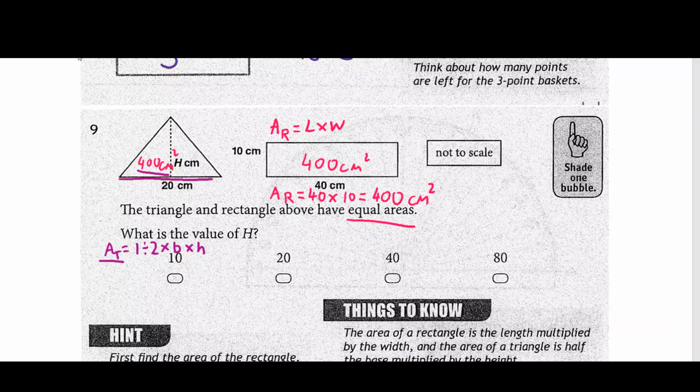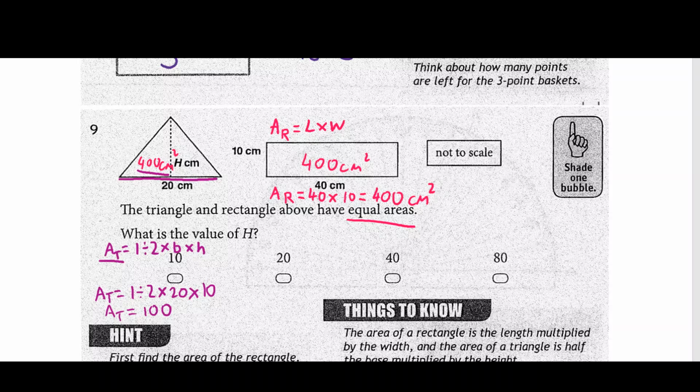So let's have a few guesses. We've got 4 different options here. It can be 10, 20, 40, or 80. So let's try some different ones. The first one, the area of the triangle is going to be 1 divided by 2 times the base, which is 20, times the height, and let's just make it 10 for this first one. So 1 divided by 2 times 20 times 10 gives an area of 100. So no, we want it to be 400, so that's not that one.